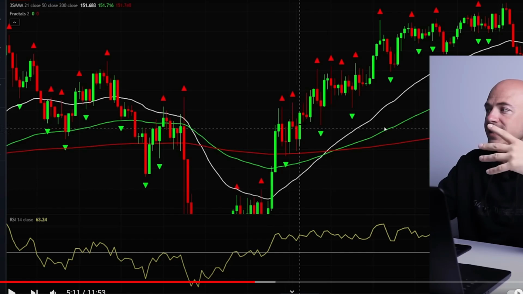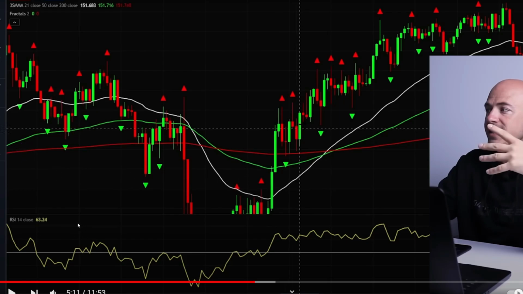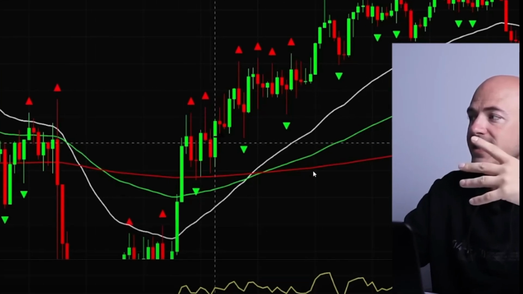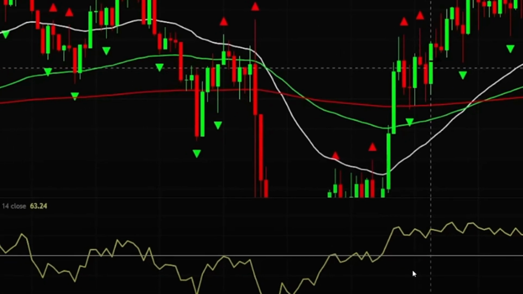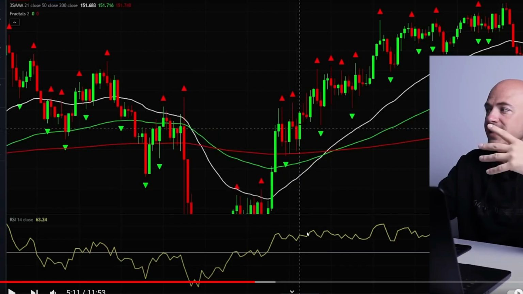After we have this identified, we then look at the RSI and confirm that the RSI level is also aligned with the moving average direction. So what that means is if the price right here is trending upwards, the RSI needs to be above this 50 line here. Wherever this line is, it needs to be above it. So that's your second process that you need.